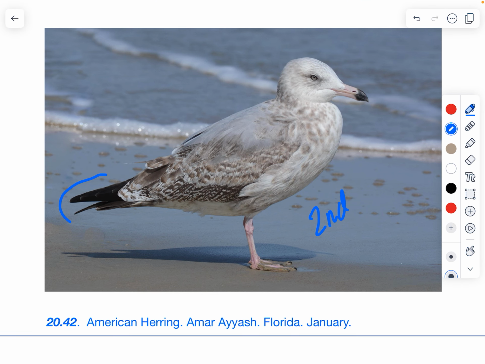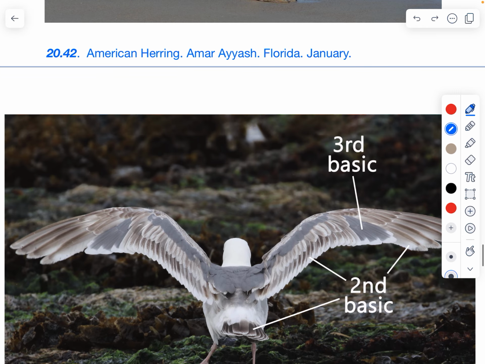Again, the feature here is, what do the primaries look like? Any indication of white tips on the tips to the secondaries or even the tertials? And it's no, no, no for all three of those, so second cycle it is.